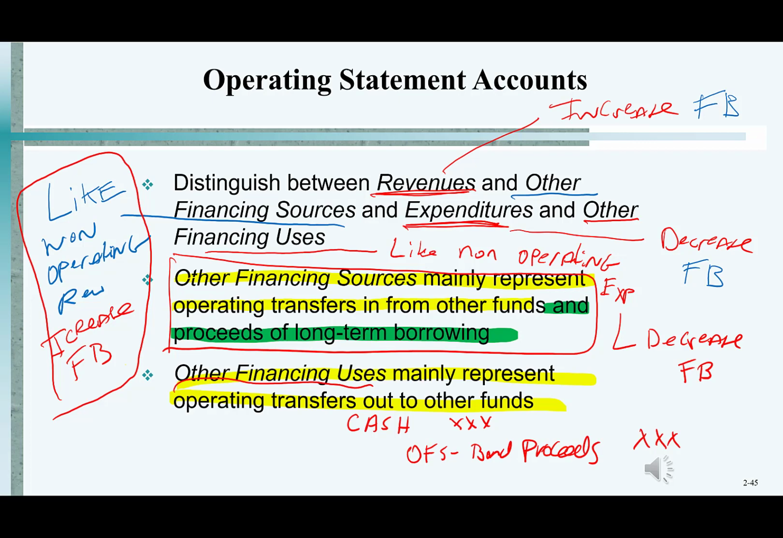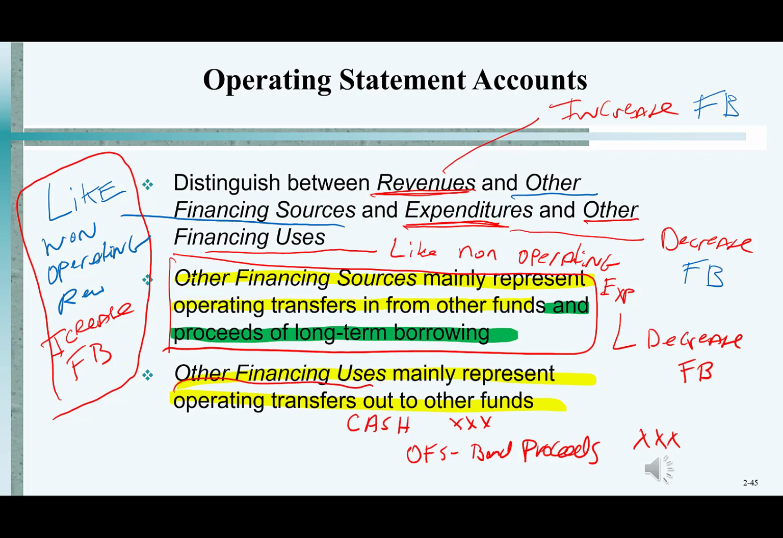Revenues, expenses, right? Okay. Then we're going to continue on with our governmental income statement, our statement of revenues, expenditures, and change in fund balance. We're going to have sort of a non-operating section, aren't we? And in that non-operating section, there are other financing sources, there are other financing uses. That's all that's going on here.